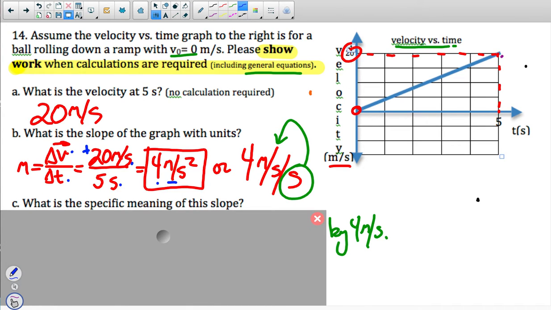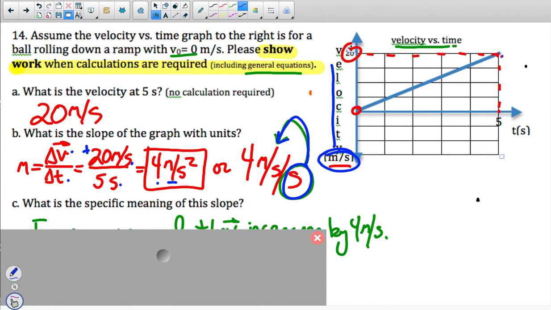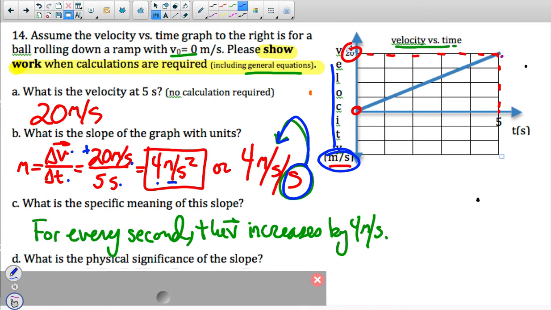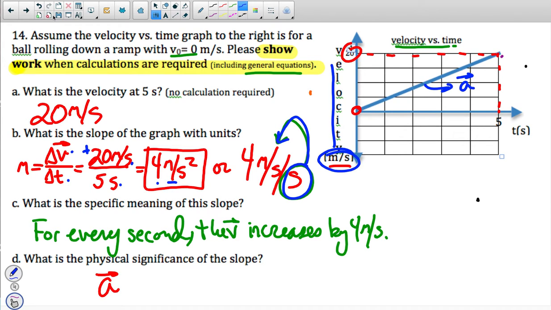Next up, what's the specific meaning for the slope? It would mean that for every 1 second, something is changing by 4 meters per second. What do we measure in meters per second? Velocity. So for every second, the velocity increases by 4 meters per second. As we continue, what's the physical significance of the slope? In other words, what does the slope of any velocity versus time graph represent? Well, it tells us the rate at which velocity changes with respect to time, and acceleration is what we use to describe how velocity changes.